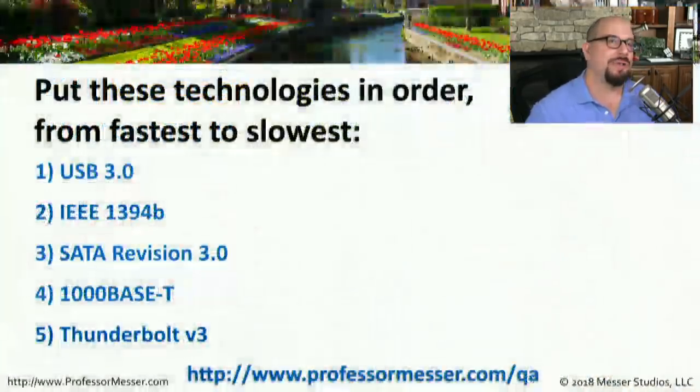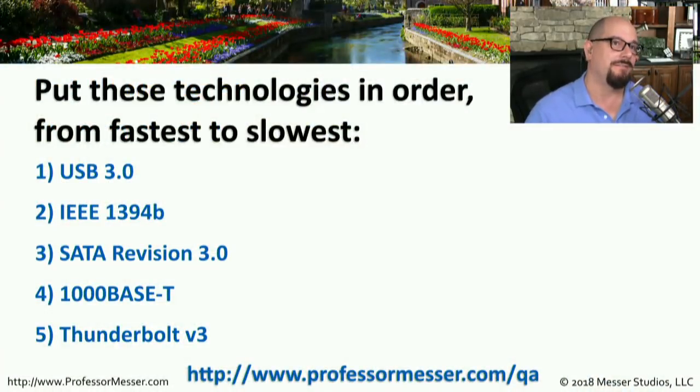The question is, put these technologies in order from fastest to slowest. I guess we're referring to bandwidth or line rate or something along those lines, right? Put these technologies in order from fastest to slowest. And if you think they're all in the right order, you can just put in 1, 2, 3, 4, 5 once I hit the button here so that you can do that.